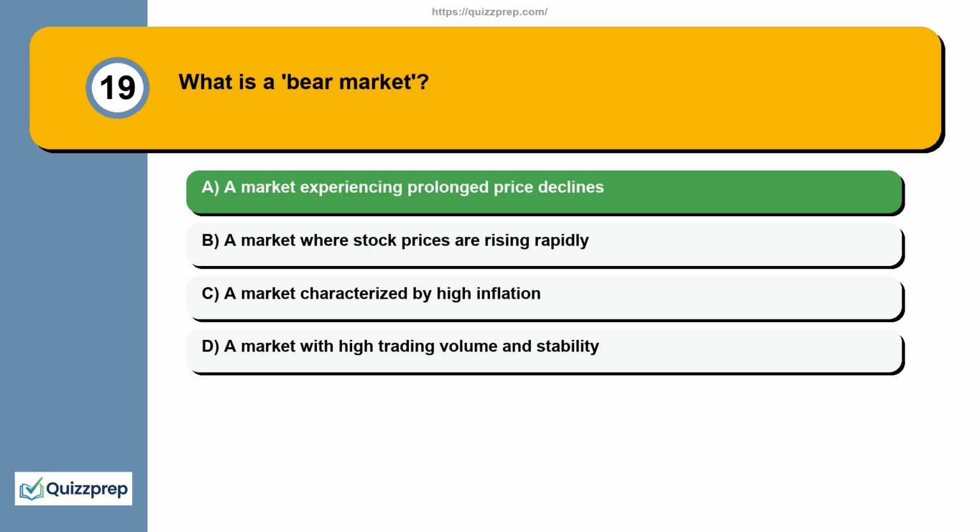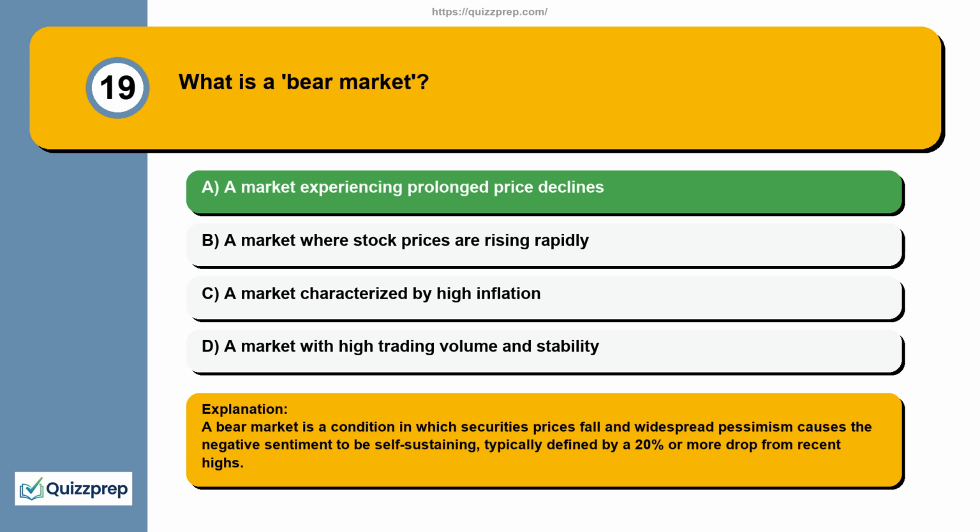The correct answer is option A. A market experiencing prolonged price declines. Explanation: a bear market is a condition in which securities prices fall and widespread pessimism causes the negative sentiment to be self-sustaining, typically defined by a 20% or more drop from recent highs.